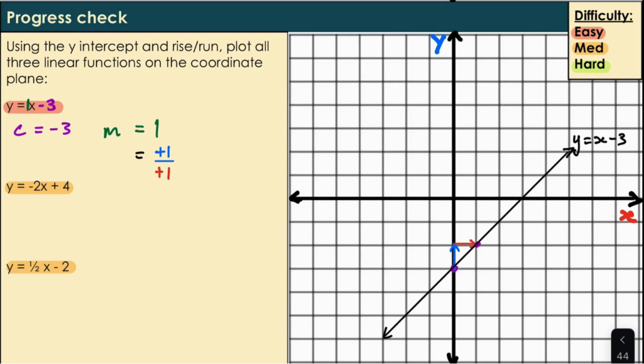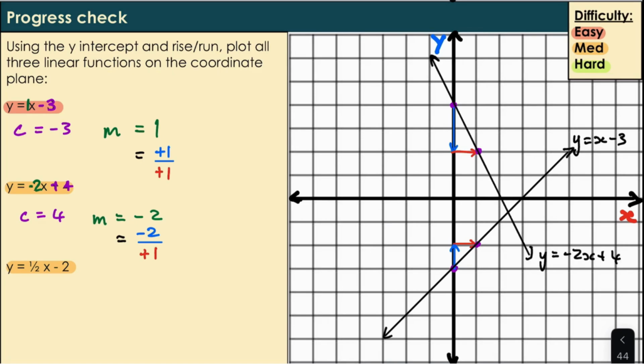Our second function, y-intercept is positive 4. So we can write c equals 4. Our slope, the number in front of x is negative 2. We write m equals negative 2. Express it as a fraction. So we start with a point on our y-axis. The y-intercept is positive 4. We put a point over there at 4. The rise was negative 2, which means we go down 2. Run was positive 1. We go across 1. We draw a new point. We connect the two purple points with a straight line.